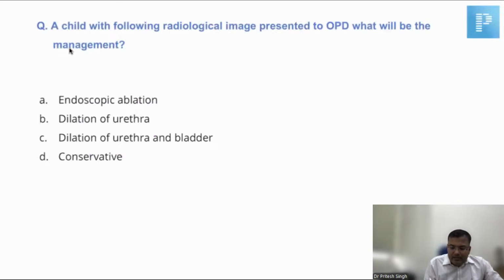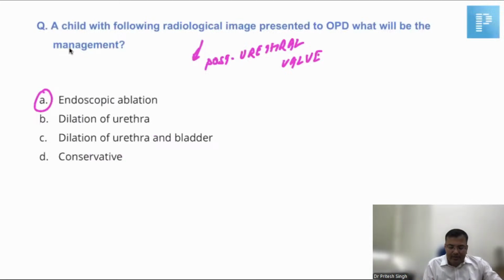Right? Next. Child with following radiological image presented to OPD, what will be the management? So I think this was the image in which there was posterior urethral valve. And guys, here we are going to perform endoscopic fulguration or endoscopic ablation. So it's endoscopic ablation or endoscopic fulguration. Clear? Okay. Next.